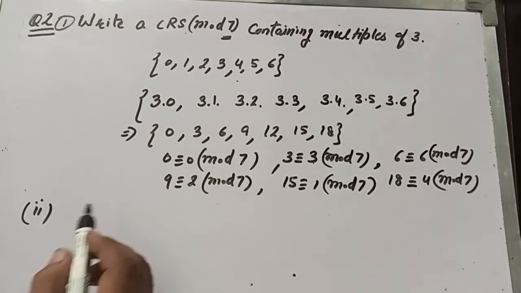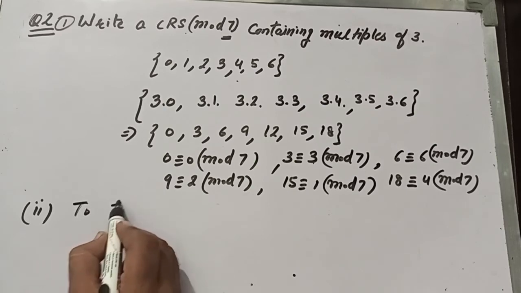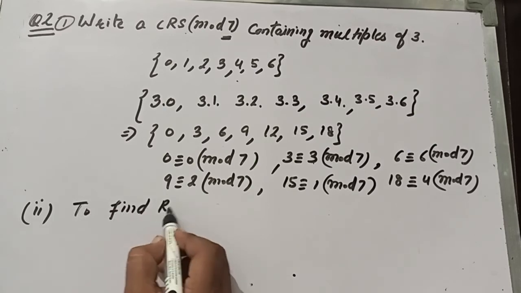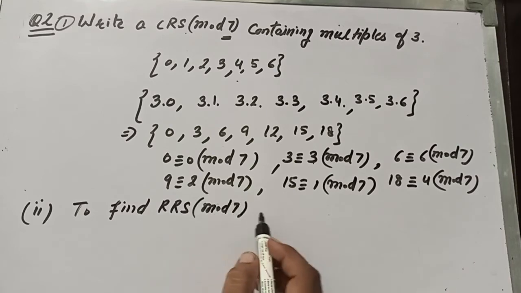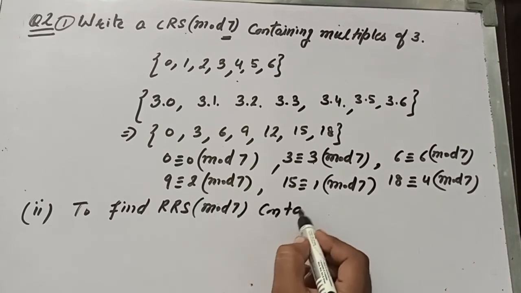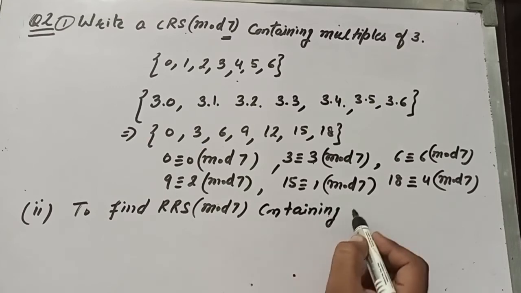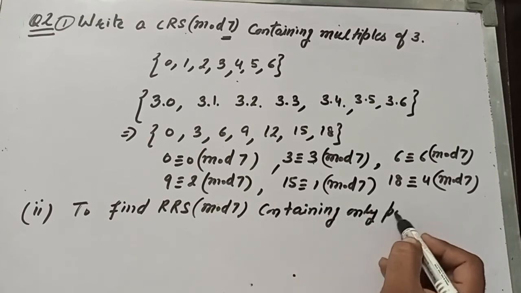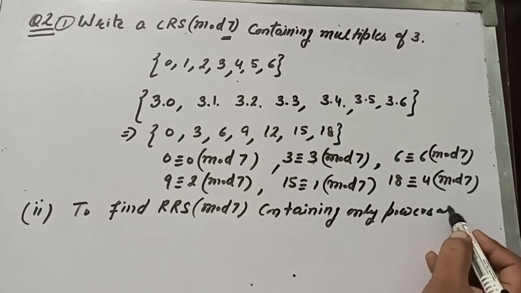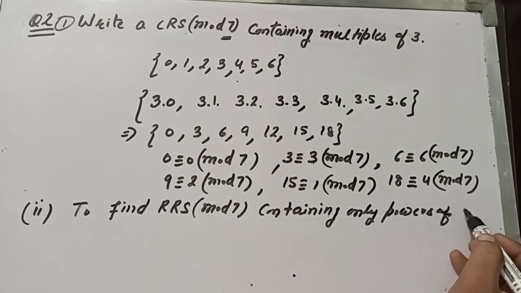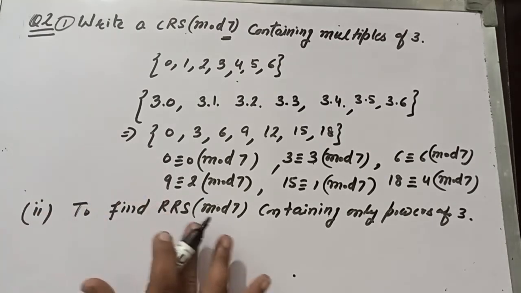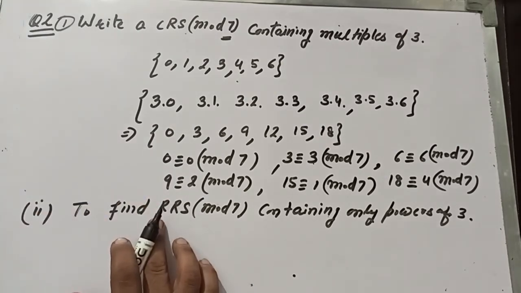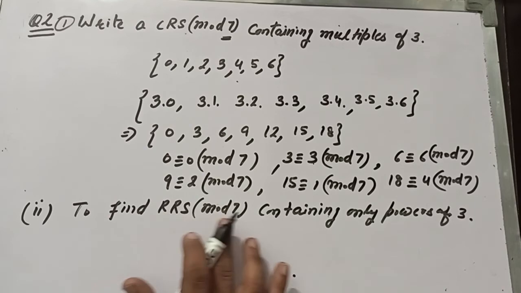So second part, what is the second part? To find a reduced residue system modulo 7 containing only powers of 3. Okay, so this question is very much similar to the first part, but here is the difference that we have to find out the reduced residue system modulo 7.